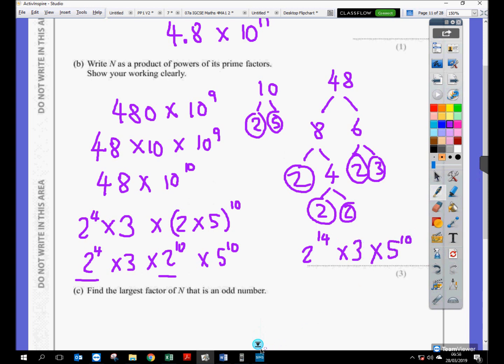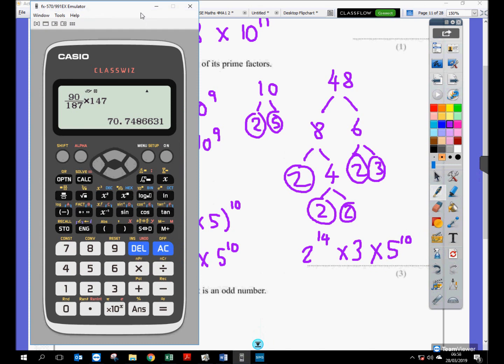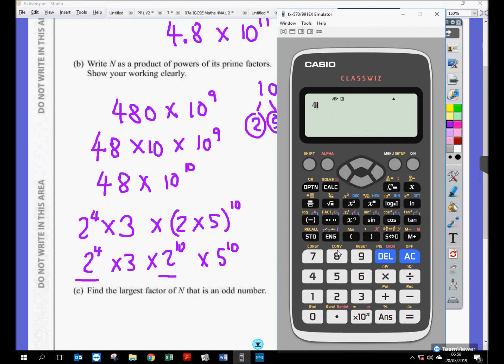Now you can check this on the calculator by using the fact button. So if I type in 480 times 10 to the power of 9 plus equals, press shift, and then the fact button. Oh my gosh, it doesn't work.